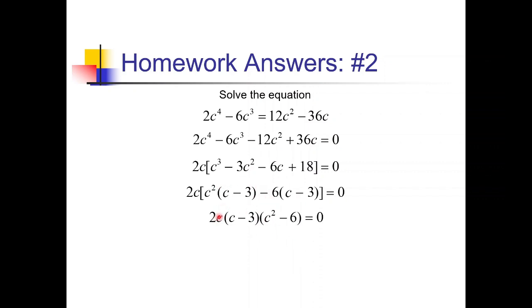All right, let's set each of these things equal to 0 and solve. If 2c equals 0, then c equals 0. If c minus 3 equals 0, then c equals 3 is another solution. If c squared minus 6 equals 0, we can say then that c squared equals 6 if we add that to the other side. Then we square root both sides, and we end up with c equals, don't forget your plus or minus, radical 6, which we can't simplify any further.